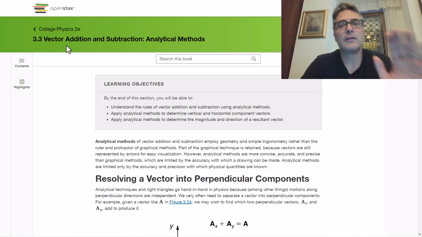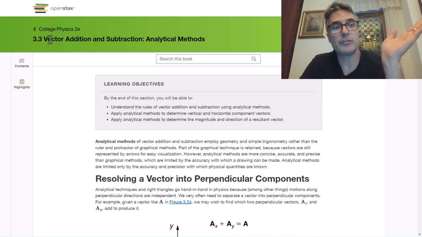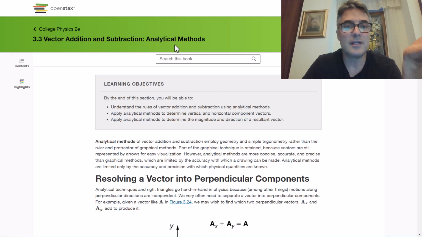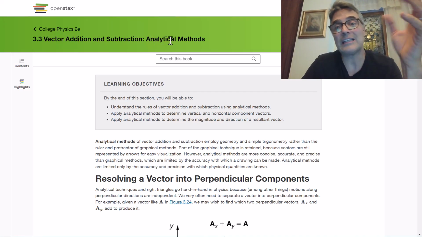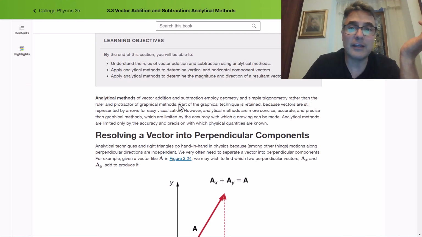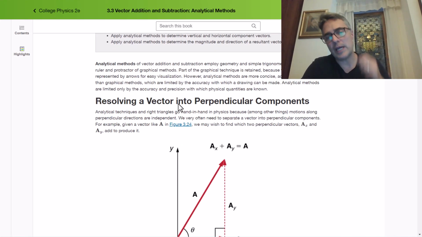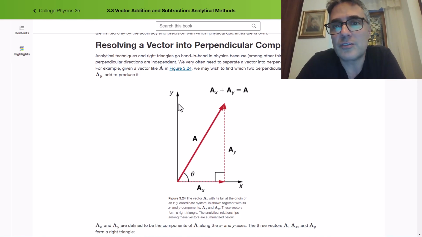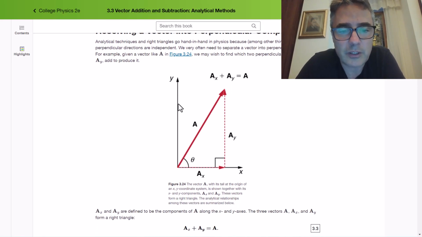Let's move on. So while the last section, 3.2, was about vector addition and subtraction using graphical methods, this section, they call it analytical methods. I call this using components. And this is really the best way to add vectors in this course. Just use components. It's so much easier than doing all this head to tail stuff.